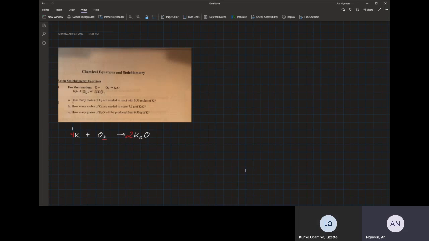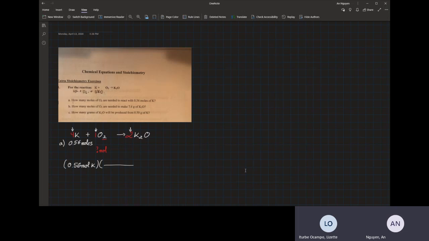The coefficient here, so this is 4, this is 1, will tell you the stoichiometry, which means that is the proportion based on moles. So for A, we have here 0.56 moles of K. So we need to find how many moles of oxygen is needed. So we need to find how many moles here. Okay. So we would start from what we have, which is 0.56 moles of K.